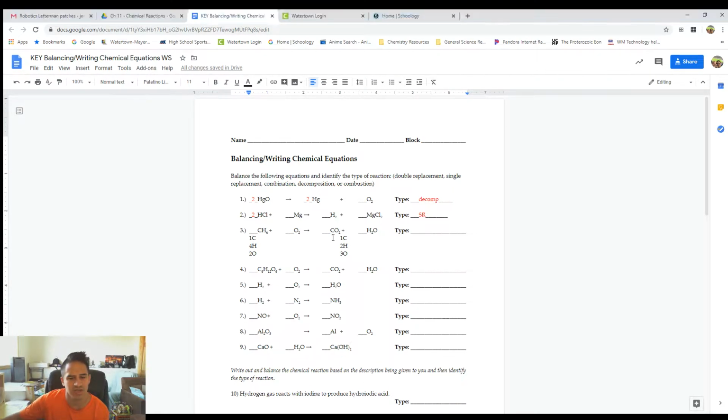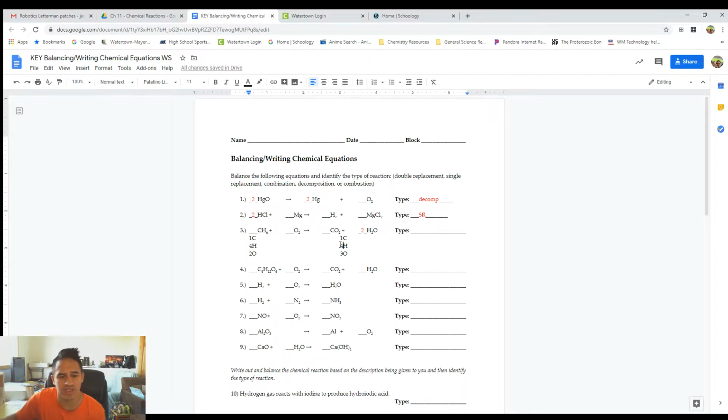Usually, a little trick, when you have an element that's in 2 different places, it's hard to balance because you have to put numbers in different locations and then things change really fast. So it's probably easier to balance out the carbons with the hydrogens first and then see if the oxygens just happen to fall into place. So the carbons are already balanced, but the hydrogens are not. On the right side, we have 2. On the left side, we have 4. So we're going to need to put a 2 here to give us 4 hydrogens.